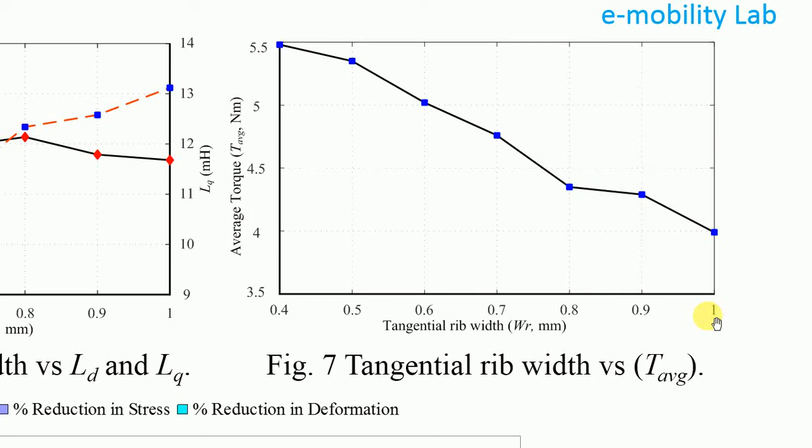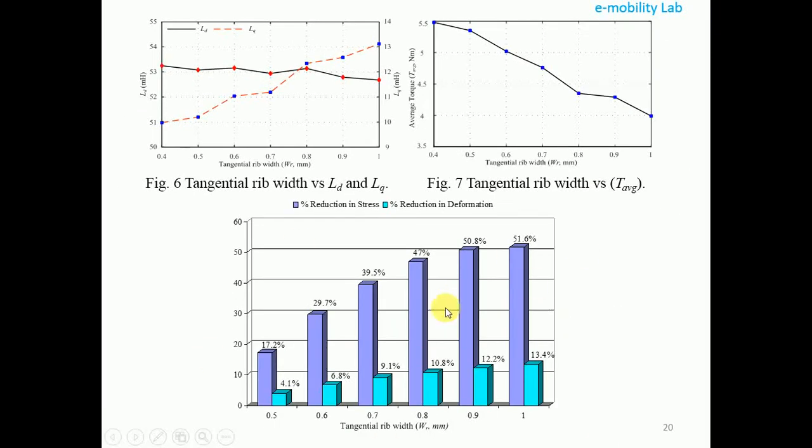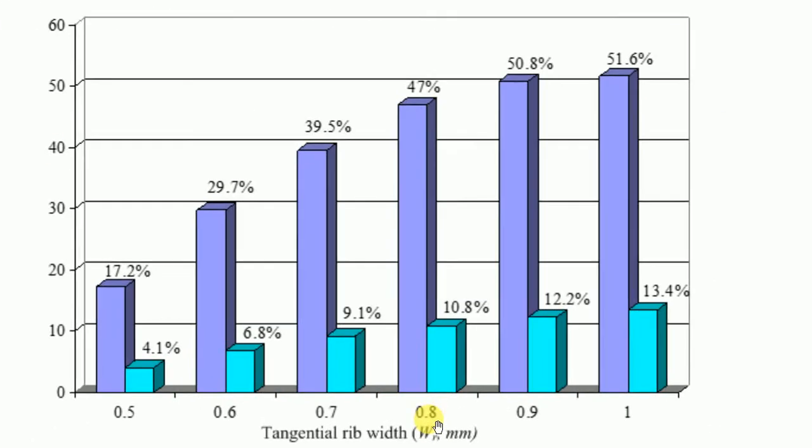For 0.6 mm, you can say 0.6 is very less from a geometry point of view. For a 0.6 mm increase in width, the torque is decreased about 1.5 Newton meter, which is a very high value. So we can say here the tangential rib width is highly sensitive to the electromagnetic performance of the motor. Now we have discussed the electromagnetic. Let us come to the mechanical perspective.